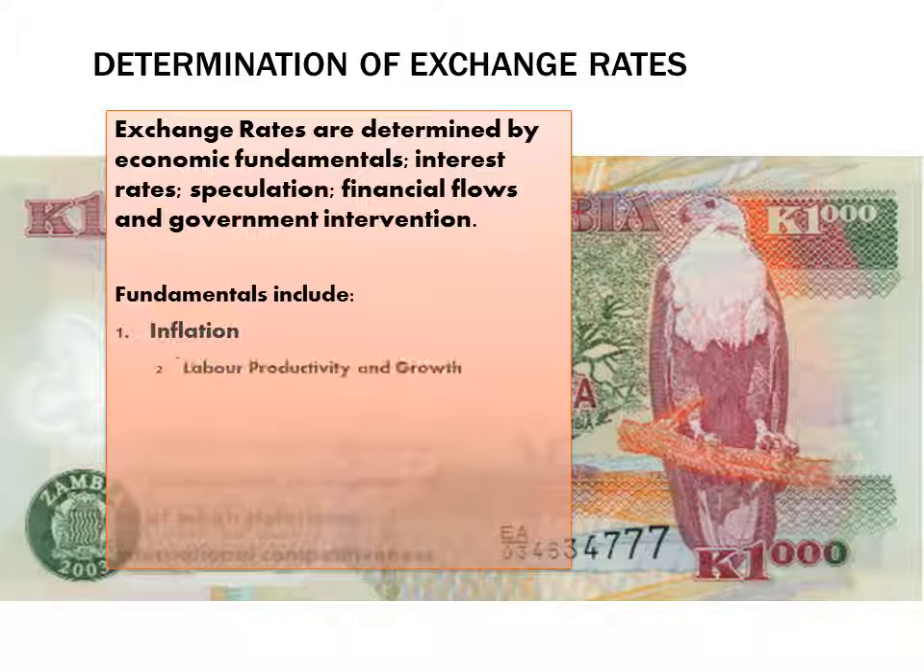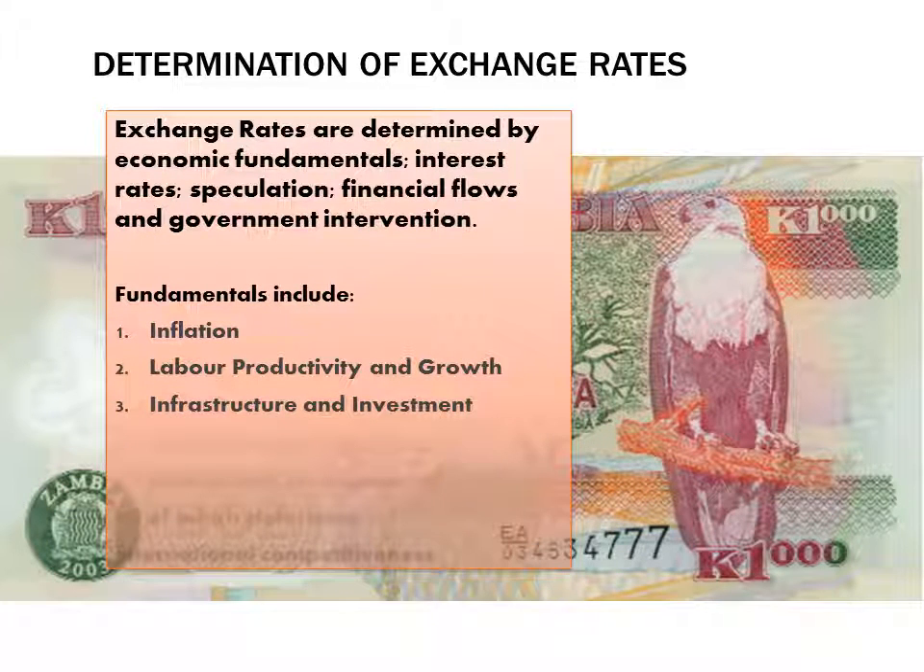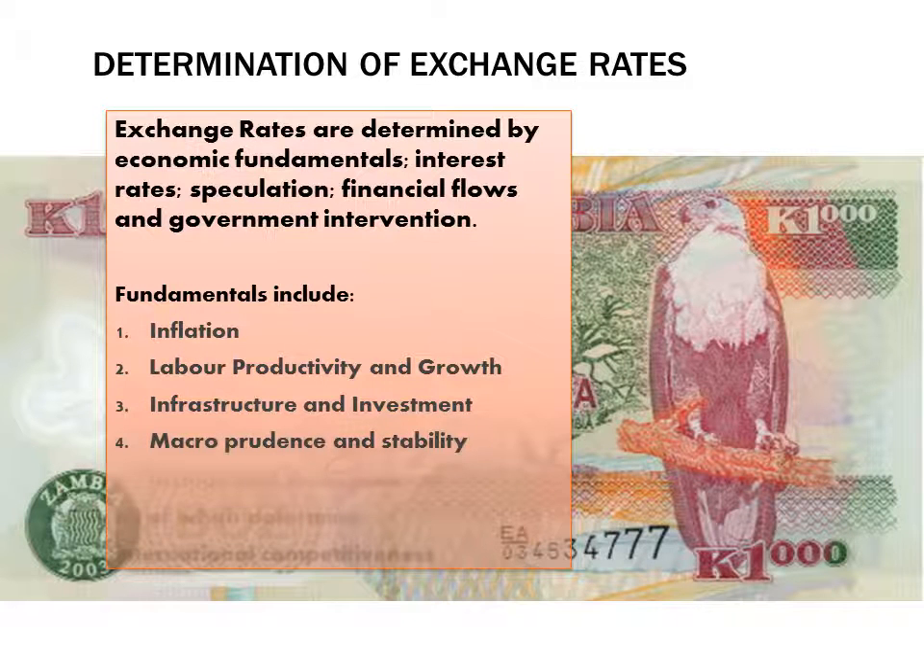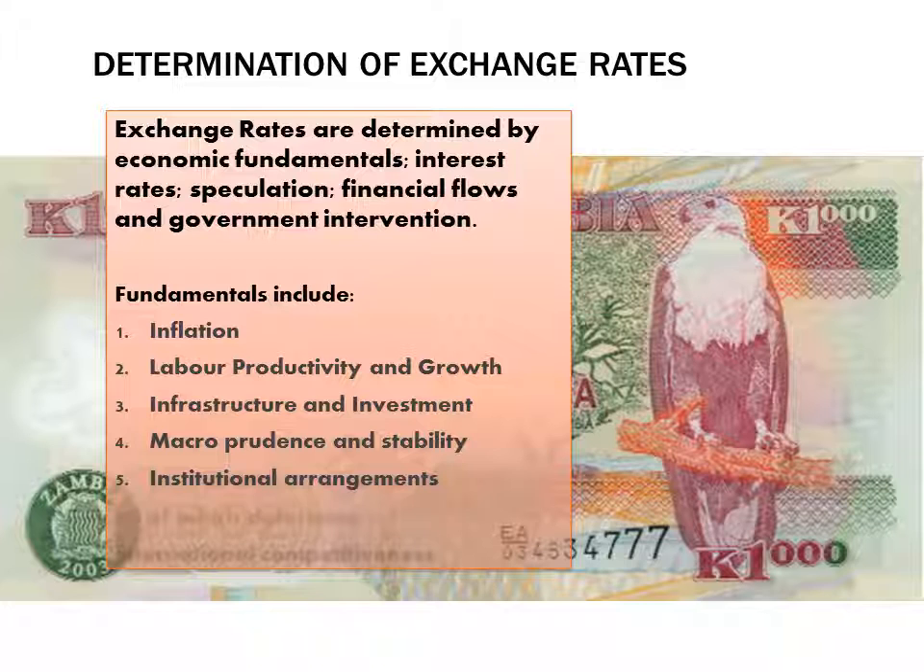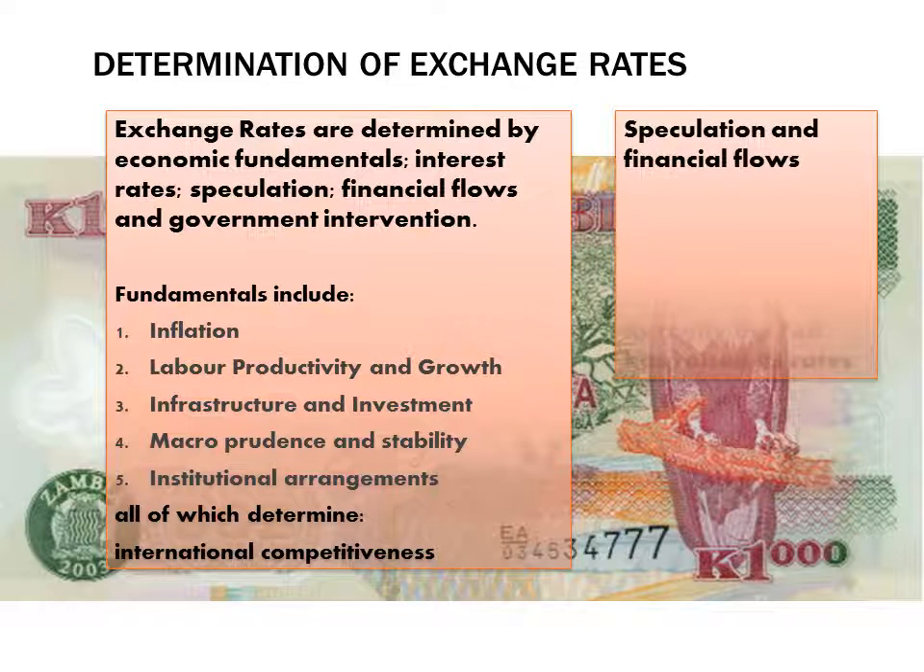The fundamentals include the rate of inflation, how productive your economy is, and what the infrastructure and investment are like, how prudent your macroeconomic policy has been, particularly keeping inflation under wraps and stable, and what arrangements you have which allow money in and out, people to invest, FDI to come in, and businesses to do well, all of which determine your international competitiveness and therefore how much people want to buy your goods, which will determine the demand for your currency, or how much your people want to buy imports, which will determine your supply of currency.